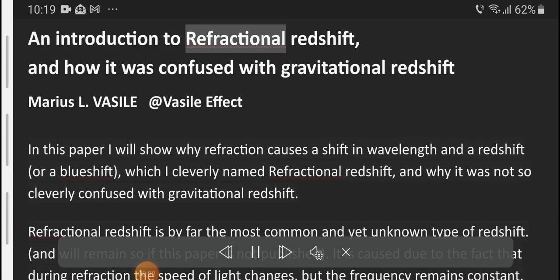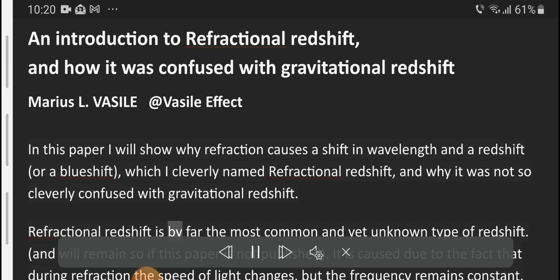An introduction to refractional redshift, and how it was confused with gravitational redshift. Marius L. Vossile, the Vossile effect. In this paper I will show why refraction causes a shift in wavelength and a redshift, or a blue shift, which I cleverly named refractional redshift, and why it was not so cleverly confused with gravitational redshift.